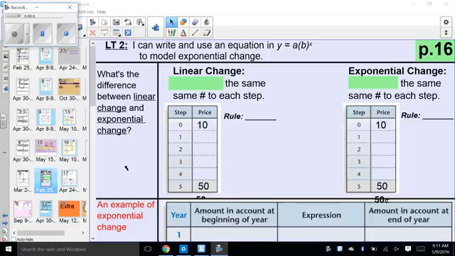Okay, 8th grade. So our learning target today is I can write and use an equation in y equals a times b to the x to model exponential change. So we're going to be thinking about that exponential change, or where it just kind of explodes. We will not have the same slope every time. It's just going to be a quick explosion.